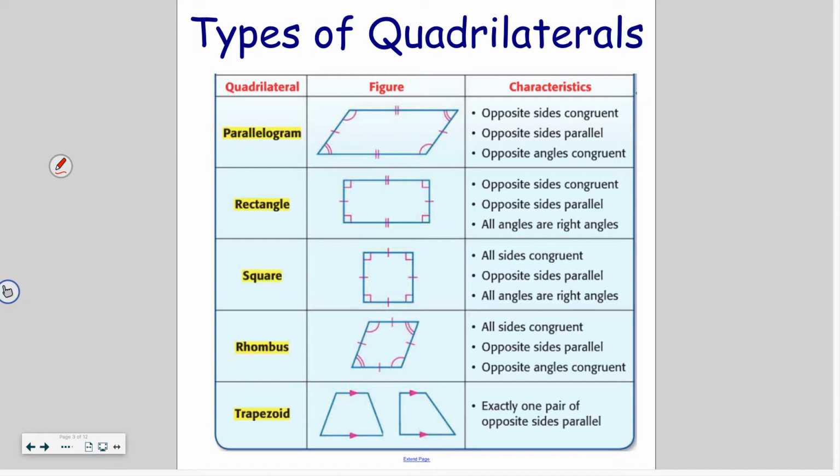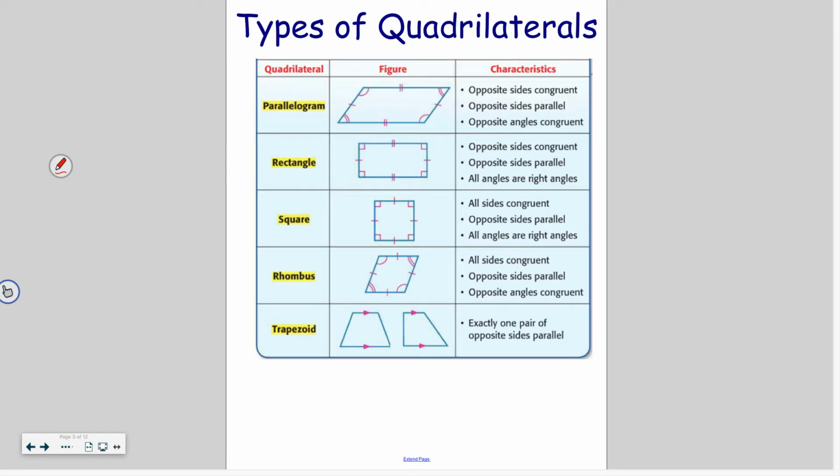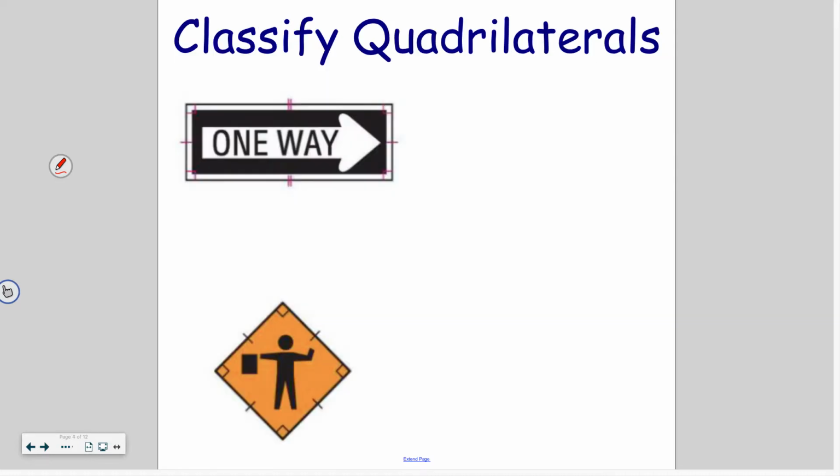Then we come back out to a rhombus. We still have our 4 equal sides, but now our diagonal angles are equal again. And then we still have parallel on the top, bottom, left, and right. And trapezoid just has one set of parallel sides. So top and bottom, if I took and shifted it onto its side, it could also be parallel left and right. So we're going to classify the quadrilaterals.